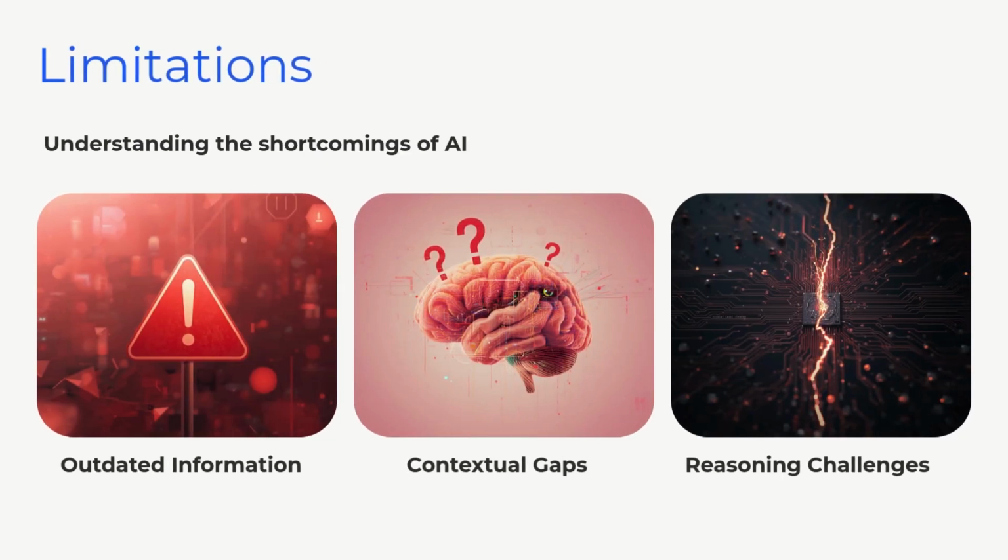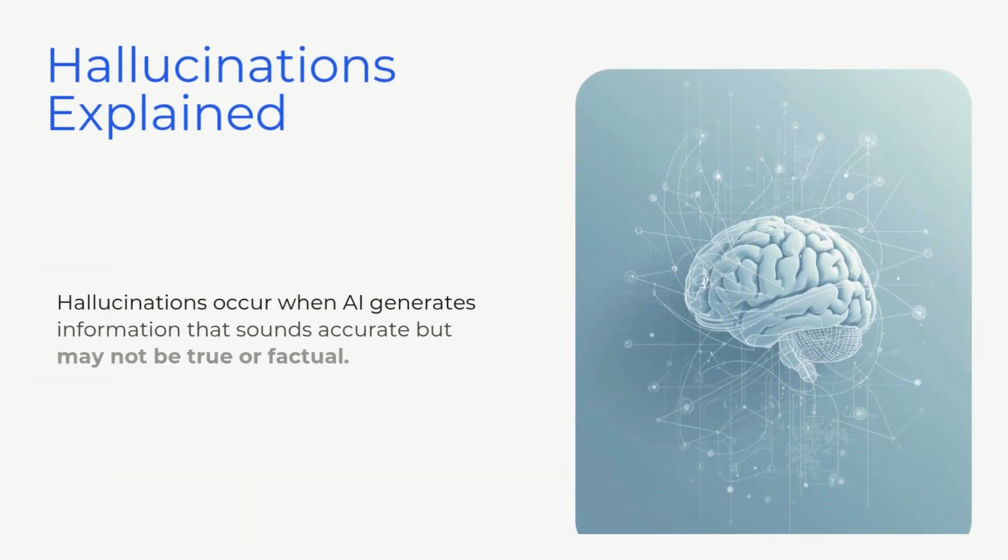Now, the limits. This is where people get burned. One, outdated or incorrect facts. If the model doesn't have current info or sources, it may guess. Two, context gaps. If you don't give enough detail, it fills in blanks. Three, reasoning challenges. Long chains of logic can break. So the output can look polished while still being wrong.